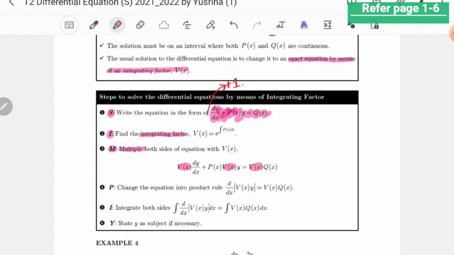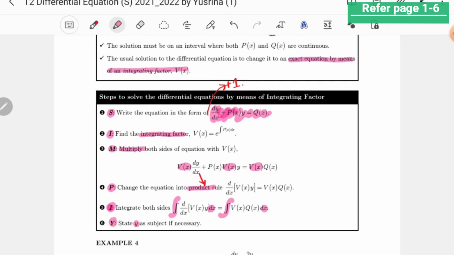Then the next step is P. P is the product rule. You just simplify d/dx of v(x) multiplied by y, and the right hand side you just copy v(x) multiplied by q(x). The next step is integrate both sides. That means I. I integrate both sides. Don't forget to follow by dx. Then the last step is Y. State y as the subject.